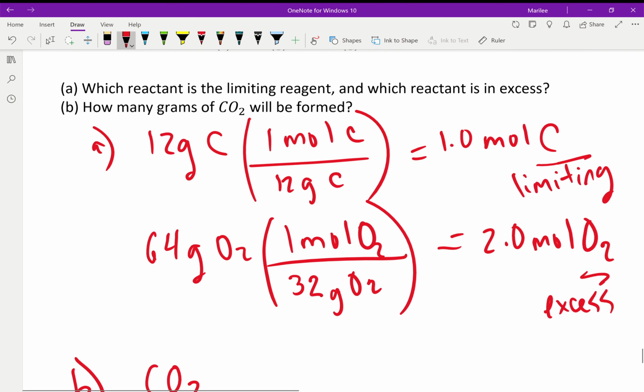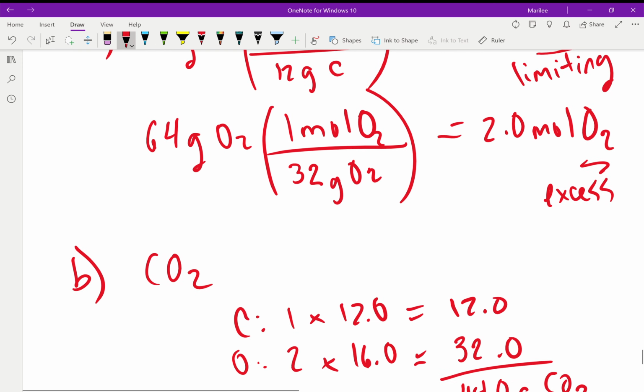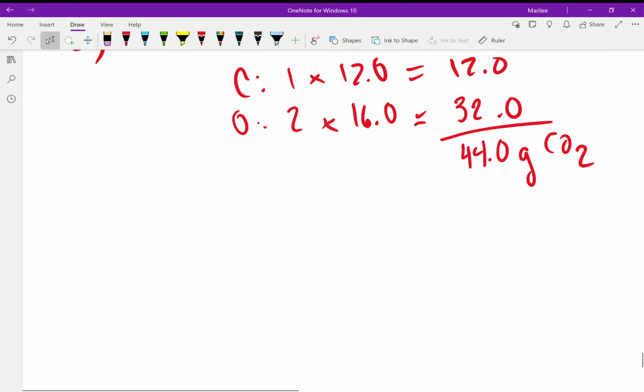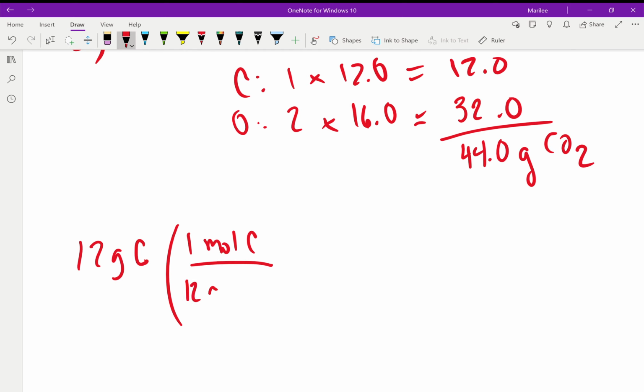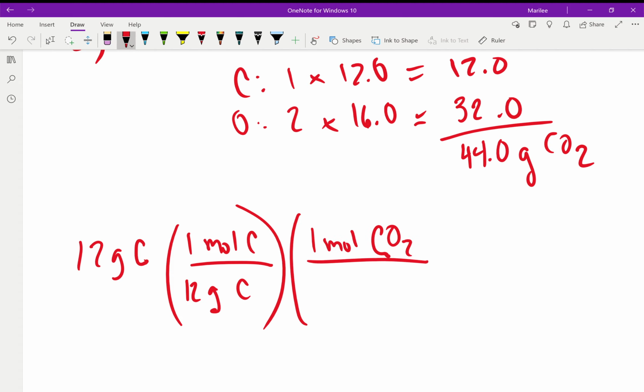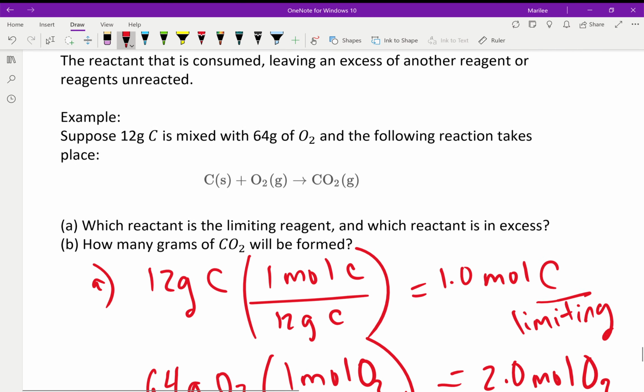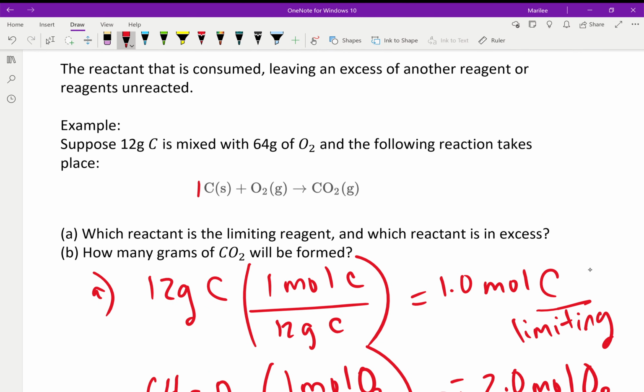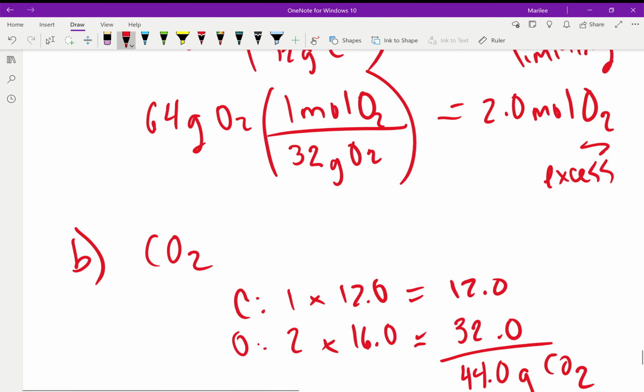So, how many grams of CO2 will be formed? We are starting with 12 grams of carbon, and we know that 1 mole of carbon has 12 grams of carbon. We know that 1 mole of carbon used creates 1 mole of carbon dioxide. 1 mole of carbon here created 1 mole of CO2.